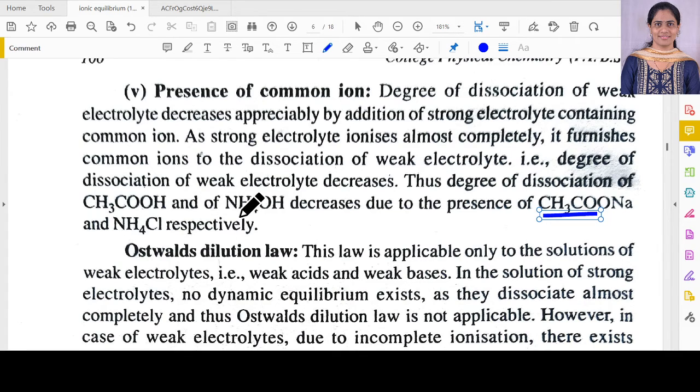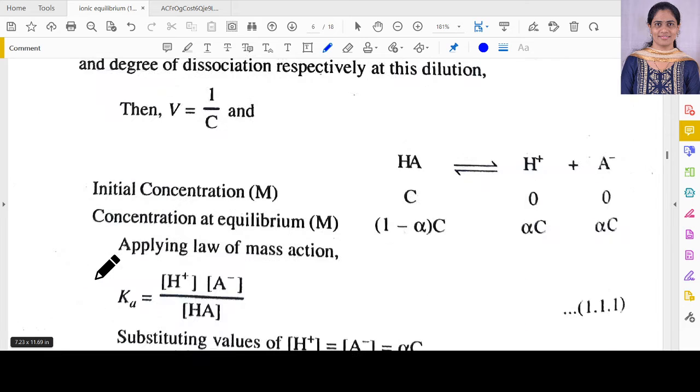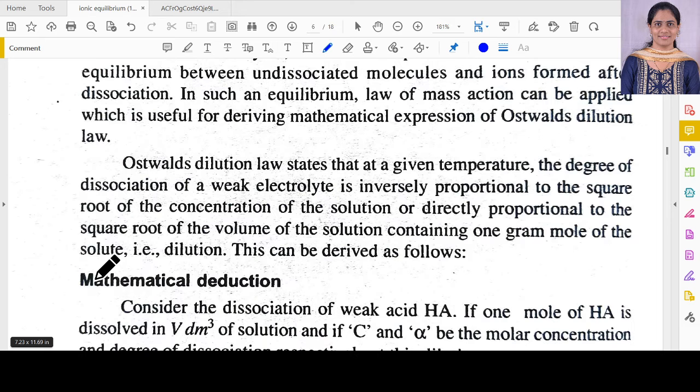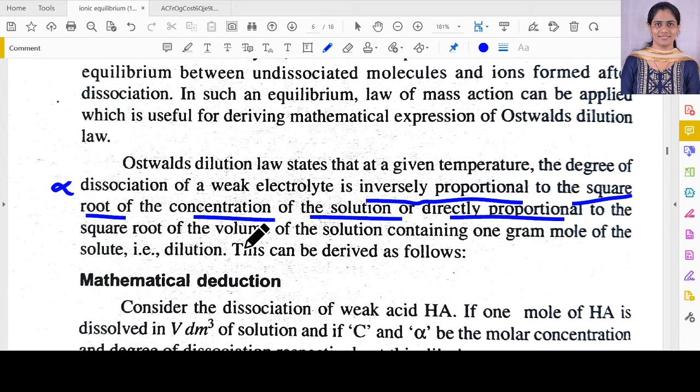Then we have seen Ostwald's dilution law. Basically this is applicable to weak electrolytes. What it says is that at a given temperature, the degree of dissociation of a weak electrolyte, that is alpha value, is inversely proportional to the square root of concentration of the solution, or directly proportional to the square root of volume.